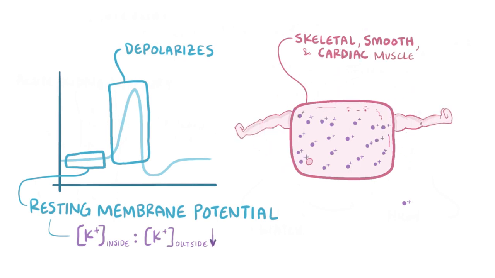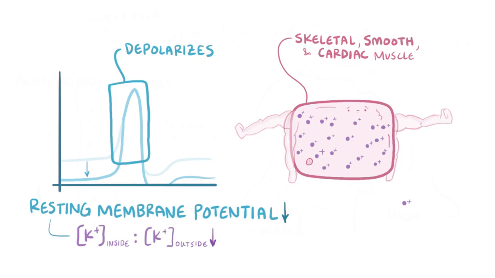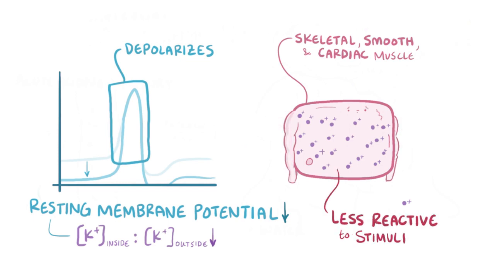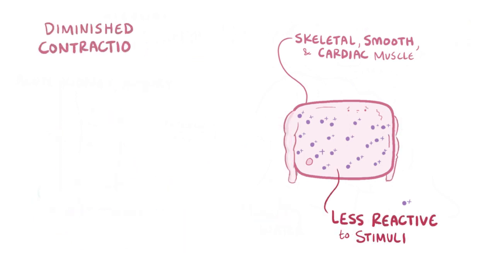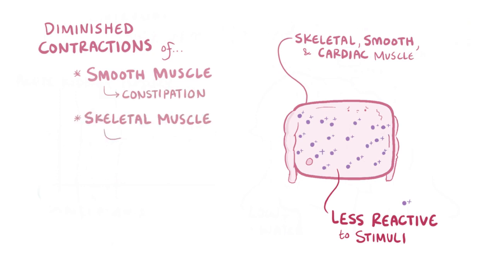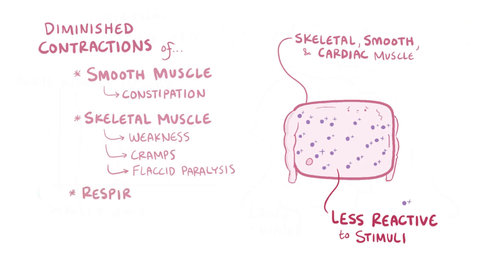So with low potassium in the blood, the membrane potential can hyperpolarize, or become more negative. This means that the muscle cells become less reactive to stimuli. Diminished contractions of smooth muscle can lead to constipation. Diminished skeletal muscle contractions can lead to muscle weakness, cramps, and flaccid paralysis, which tends to start in the lower extremities and ascend upward. Respiratory muscles can also be affected, which leads to respiratory depression.